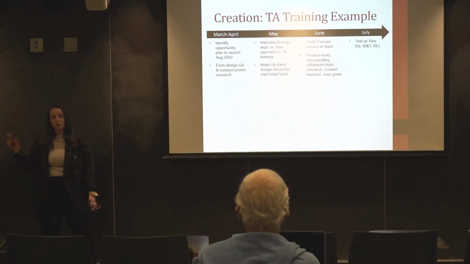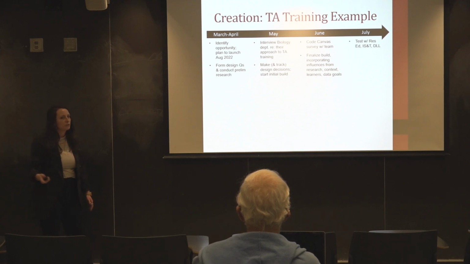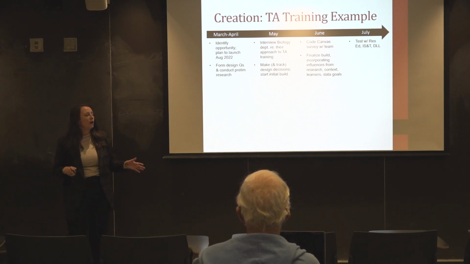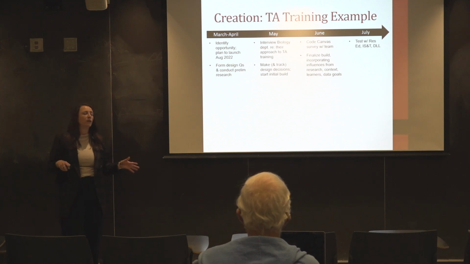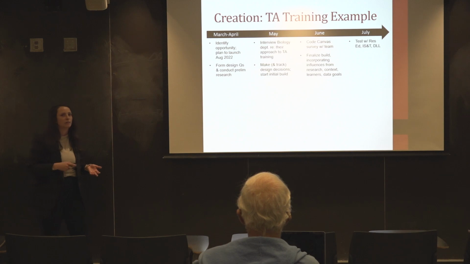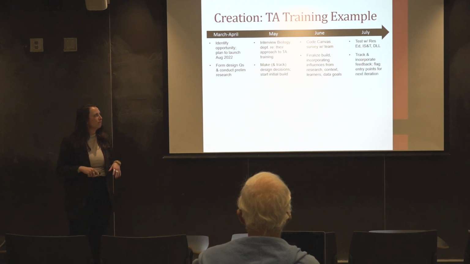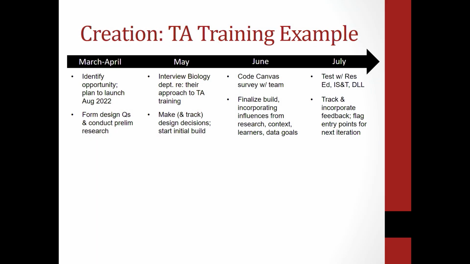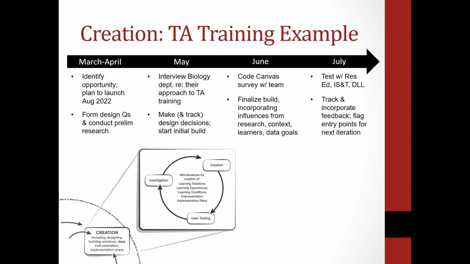And then in July, so right before we rolled out the training to our actual learner population, the TAs, we did some preliminary testing amongst our residential team. We also included some folks from IS&T in the Digital Learning Lab to user test this training in Canvas. And so what we did is we collected that feedback, we tracked it, we incorporated what we could that was immediately implementable, but we also flagged some feedback that might be useful later for a future iteration, which I'll talk about next.